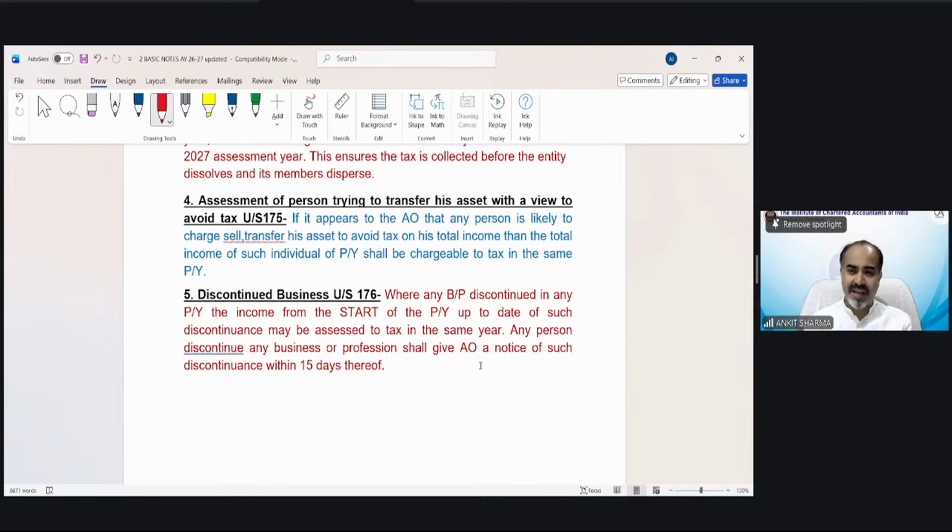Point number 4 says assessment of a person trying to transfer his asset with a view to avoid tax under section 175. If it appears to the AO, the assessing officer, that means the income tax officer, that any person is likely to charge, sell, or transfer his asset to avoid tax on his total income, then the total income of such individual of the previous year shall be chargeable to tax in the same previous year.